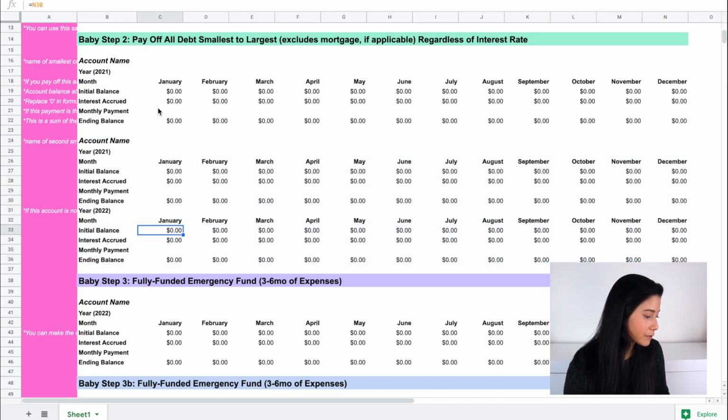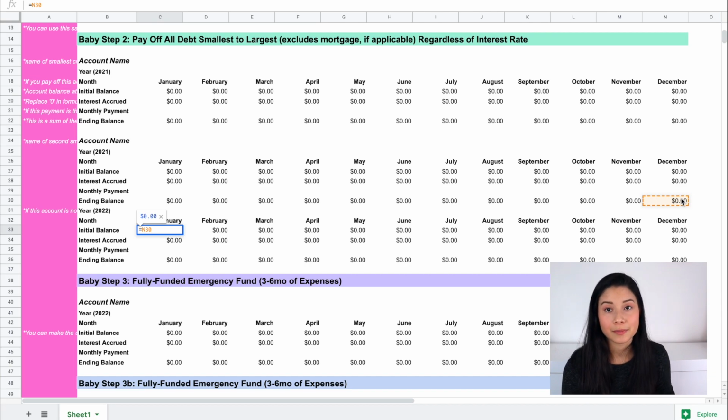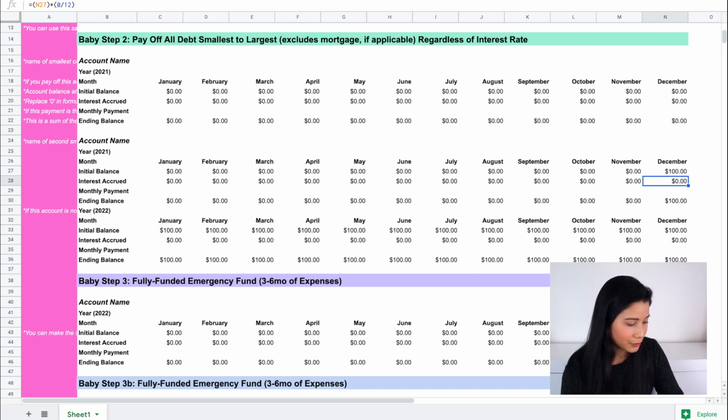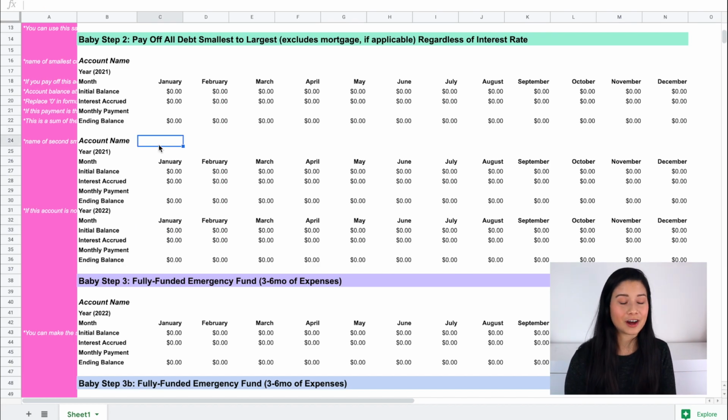The only other difference between this particular January initial balance and the other ones is that this initial balance refers to the December ending balance of the previous year. Let's say your starting balance in December is 100, you didn't make a payment, no interest was accrued, and your ending balance was 100, then January's initial balance would also be 100. So just keep in mind that a lot of these cells are connected, and if you're gonna be making any changes, just make sure that the formulas are consistent, or else you're probably gonna see something wacky in your calculations.